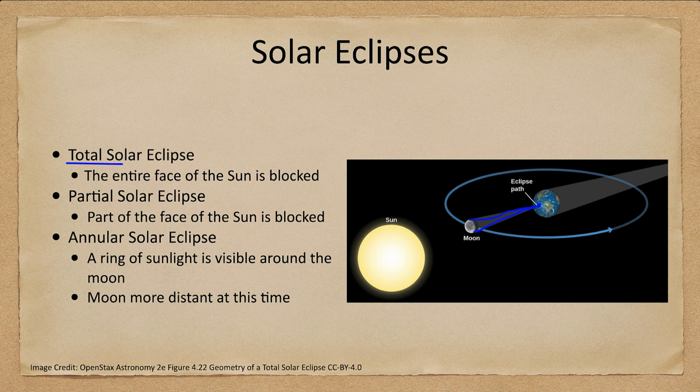If you're any place else, you would either see a partial eclipse or may see no eclipse at all. It's quite possible for an eclipse to occur in one part of the world and not be visible at all in another.